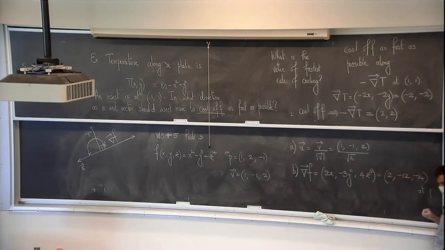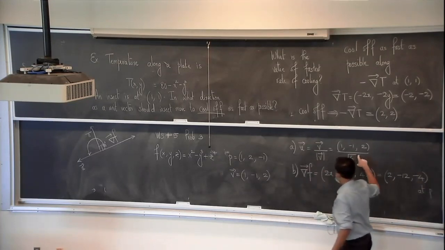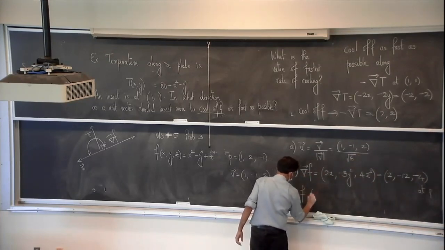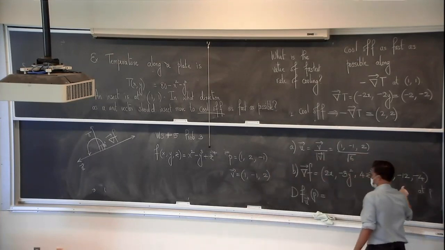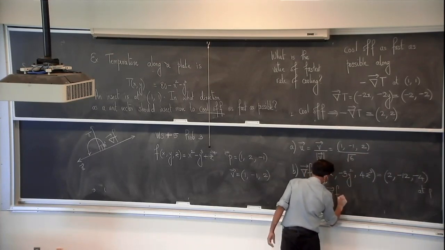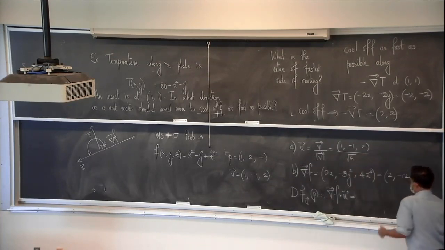Let me know if I'm making any mistakes. So I have the gradient vector equal to (2, -12, -4) at the point P. Is that okay? And this is my unit vector. So the directional derivative of f at the point P in the direction of u is the dot product of these two. And I think I already told you it's a number. So just multiply and add them.